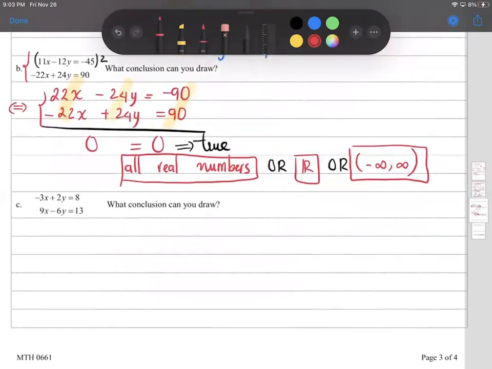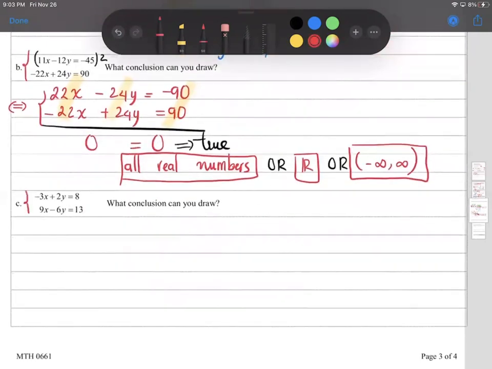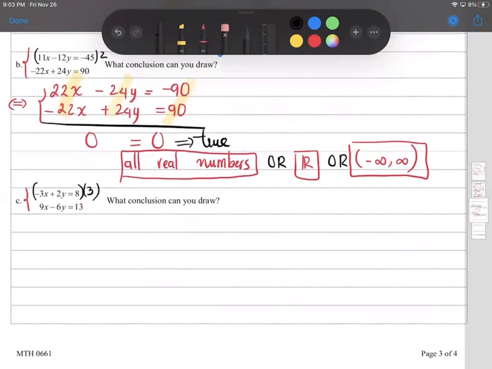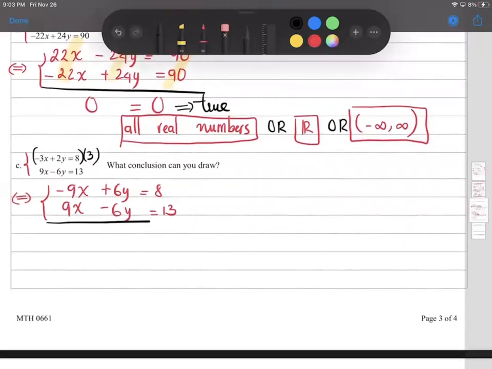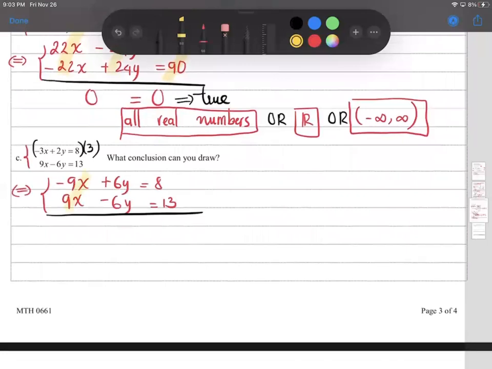Just one. All right, part C. I'm gonna multiply the top by 3. If you do enough of these problems, you kind of know what to multiply at first glance. So now I have equivalent equations. I got negative 9x plus 6y equal 8. And then rewrite the bottom one. I have 9x minus 6y equal 13. Add them together. That cancels.